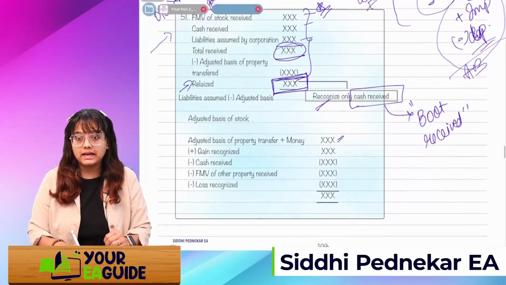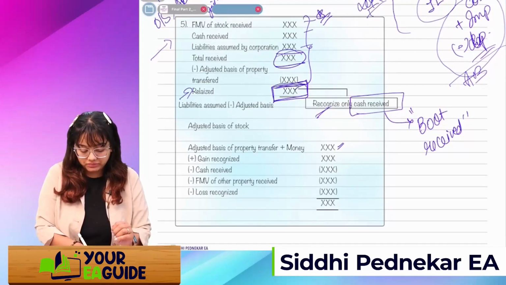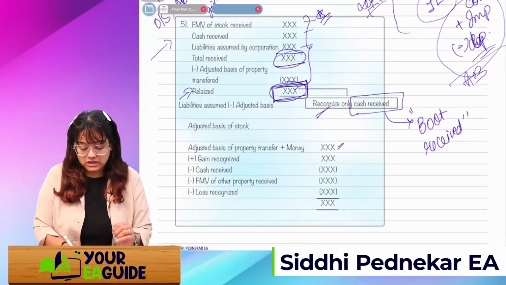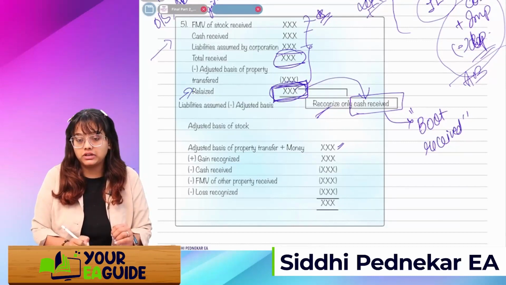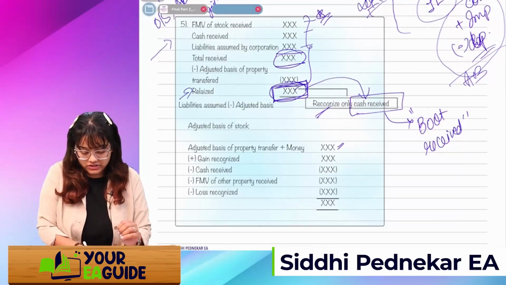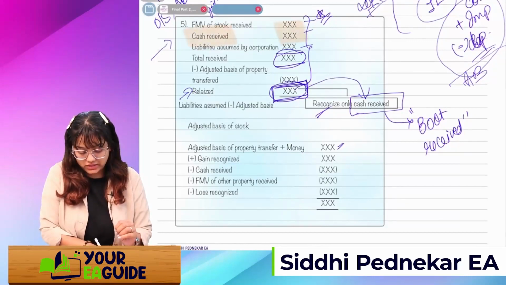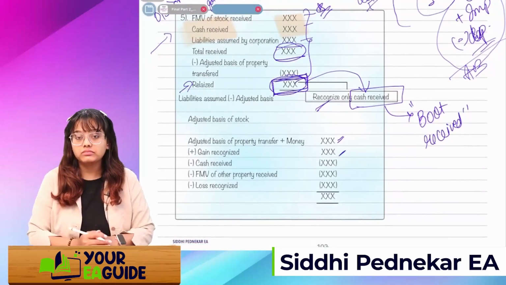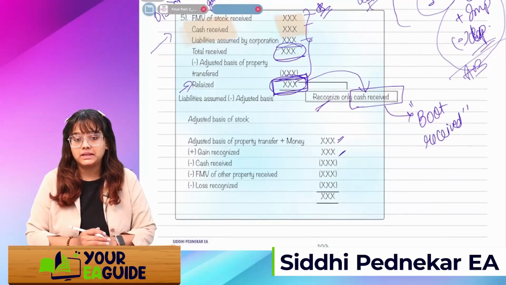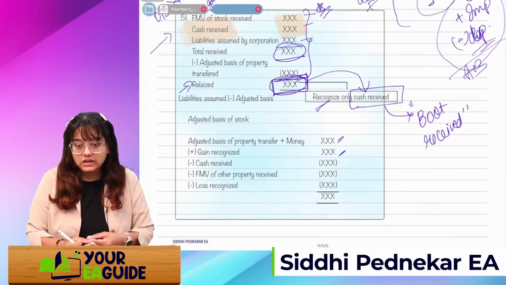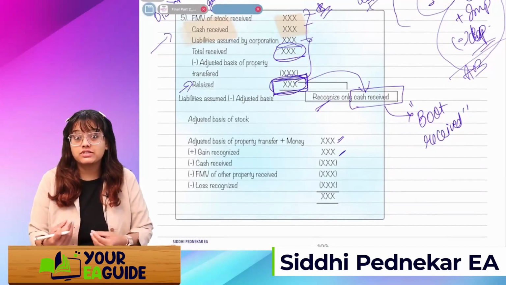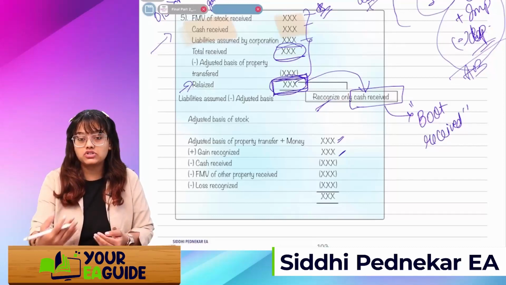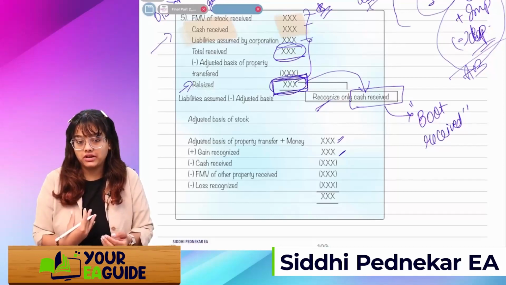Plus any gain recognized. See above, out of whatever is realized, we will recognize whatever was the cash received. So whatever gain we have recognized, we will add here, minus whatever is the cash received from their side. Along with this stock, if they are providing me cash, then I'll reduce it.